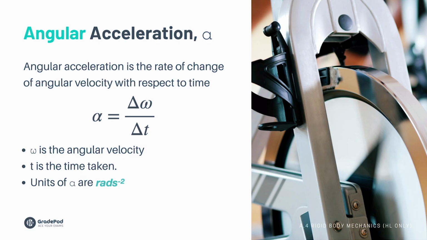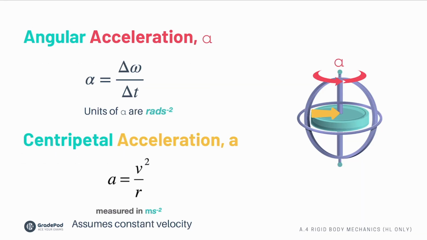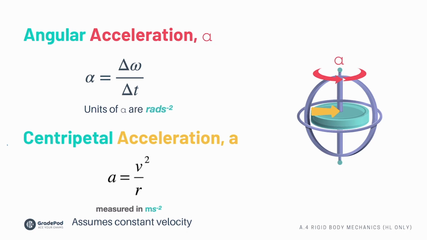We know that an unbalanced torque causes angular acceleration, but we also now have a definition and a formula for it, which is angular acceleration is the rate of change of angular velocity with respect to time. If you paid attention in A2, you'd notice that angular acceleration is getting a little bit complicated. In A2, we were looking at centripetal acceleration, and that was the fact that acceleration was directed towards the centre of circular motion. And we gave it this formula here. And it was measured in meters per second squared.